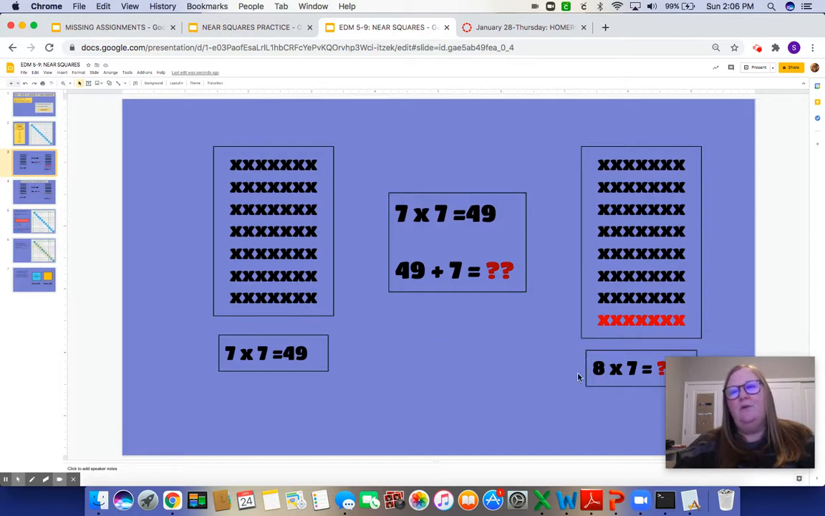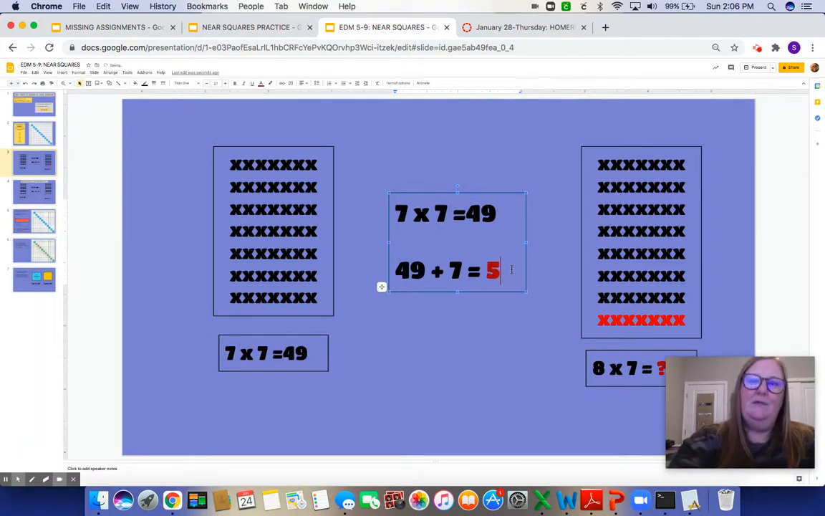If I wanted to figure out what 8 times 7 is, I would know that I just needed to add another row, which I have done over here on the other array of 8 times 7. I'm going to have 8 rows with 7 in each one. So if I know that 7 times 7 equals 49, I can take that 49 and just add 7 more, like I did to this array, and 49 plus 7 equals 56. So the answer to our problem, 8 times 7, is 56. So let's keep going and look at the next problem.